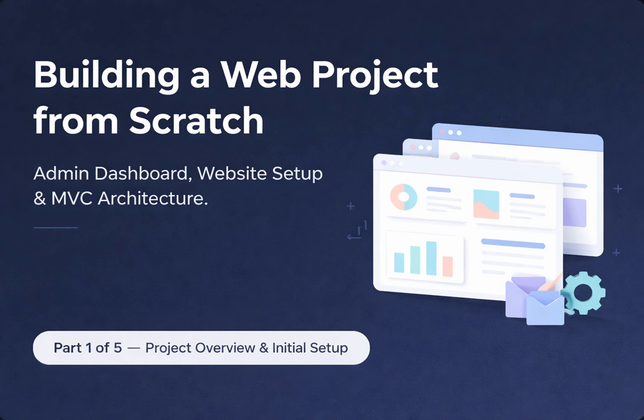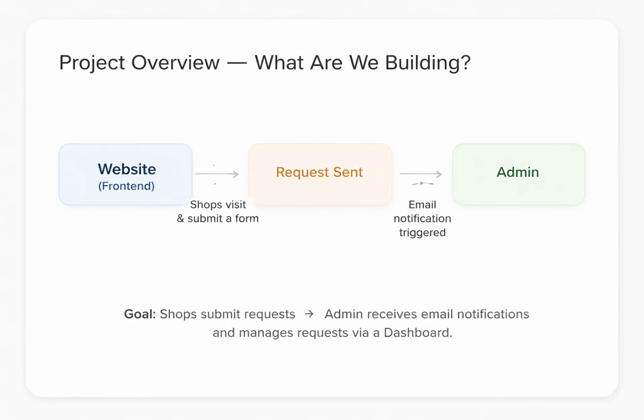Let's get started. So the project that was started yesterday has a very clear and practical flow. Here is how it works at a high level. First, there is a website, the front end that the public can visit. Shops, meaning store owners or vendors, will visit this website and submit a request by filling out and submitting a form. Once that form is submitted, the system automatically sends an email notification to the admin. The admin is then aware that a new request has come in and can act on it. This is the core loop of the entire application. A shop submits a request and the admin gets notified.